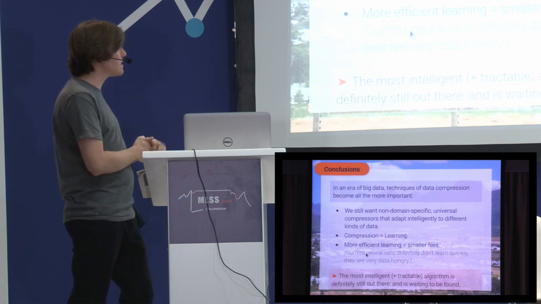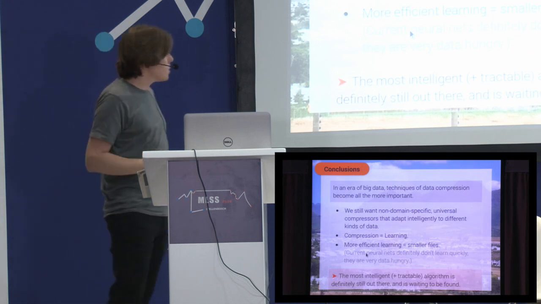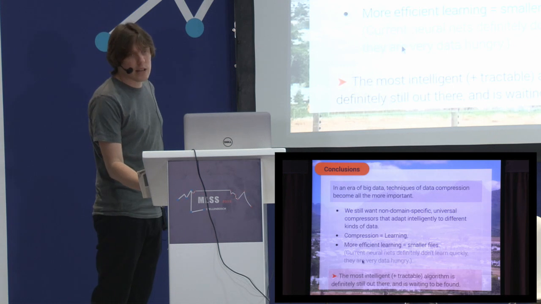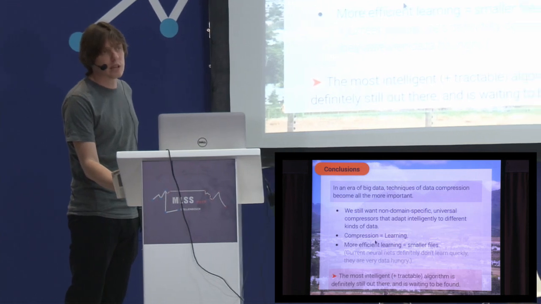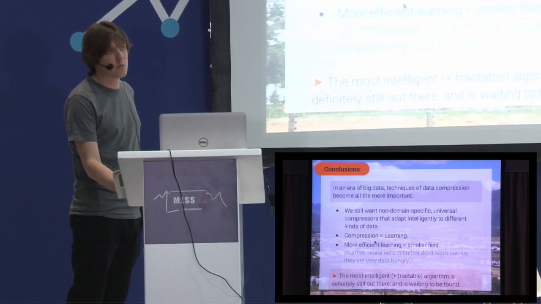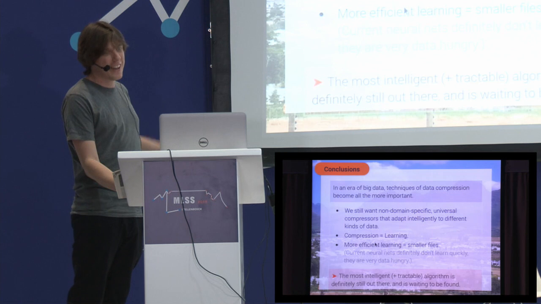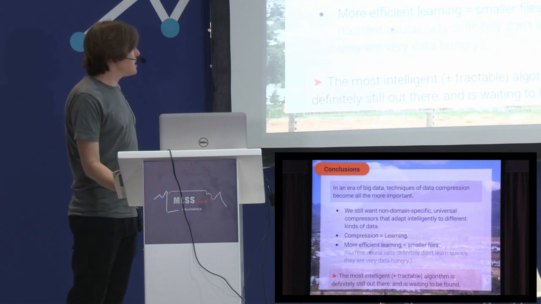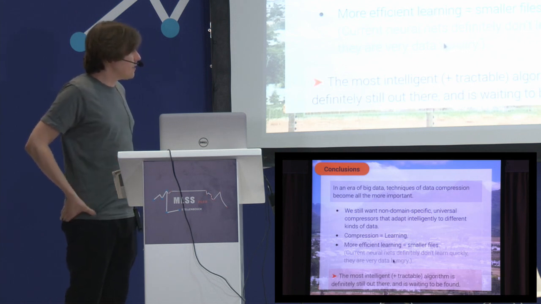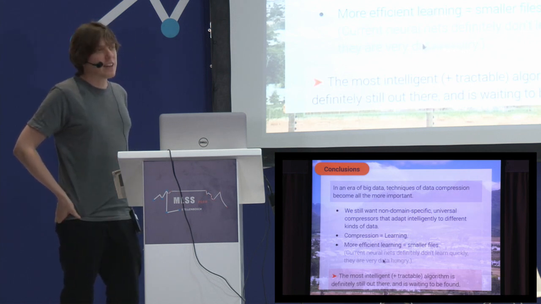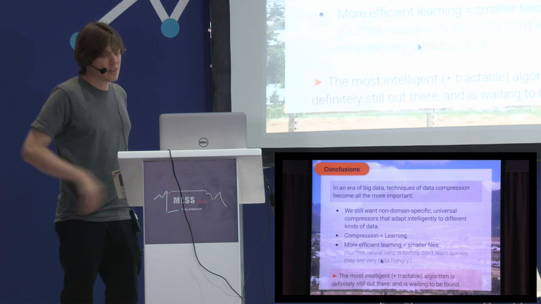All compression is effectively learning, and more efficient learning means smaller files. So neural networks, incidentally, are terribly data hungry, and they're definitely not real-time, so they're not the answer. There's all sorts of really cool techniques that you should be learning about that aren't neural networks, even though neural networks are cool, that can be used in situations where neural networks just simply can't. And the most intelligent and tractable algorithm is definitely still out there. No one's found it yet, so please help us search. Thank you.